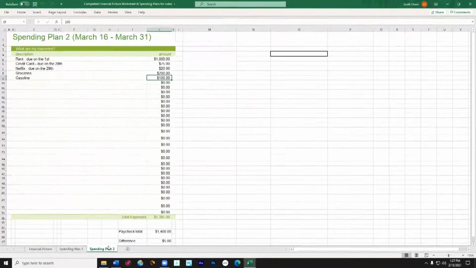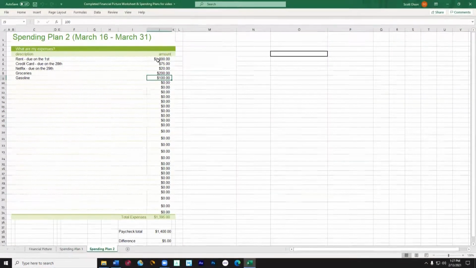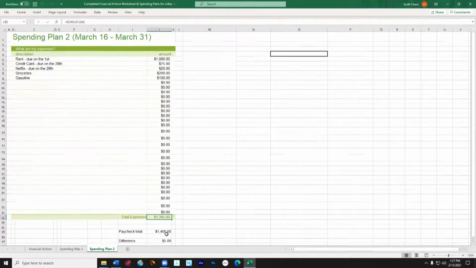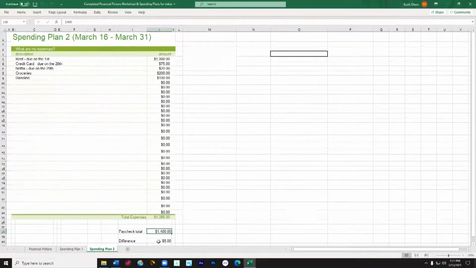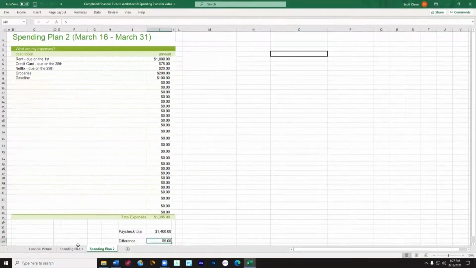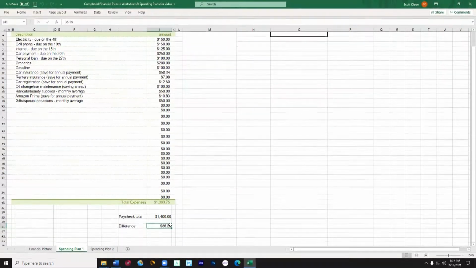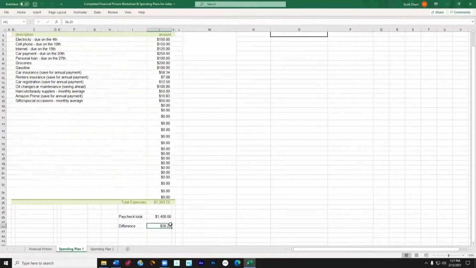It's over here on spending plan 2 because as you can see, all of these expenses add up to $1,395 and our paycheck is $1,400. So, how do we deal with the fact that we have $5 over here and $36.25 over here and it's all supposed to go toward our debt? Well, here's what we're going to do.